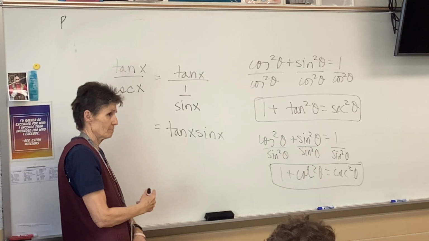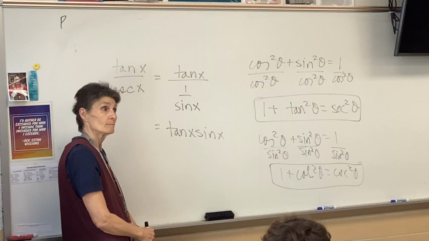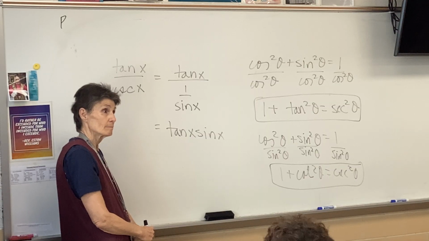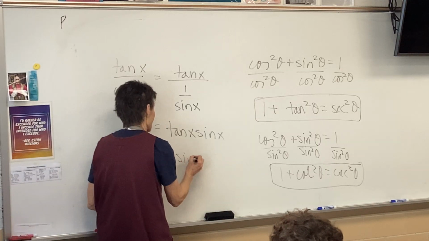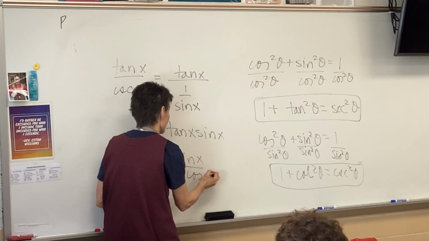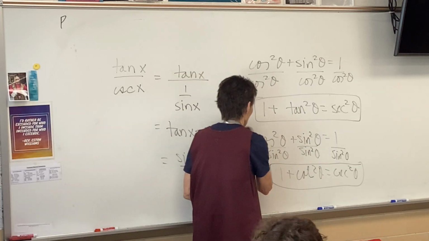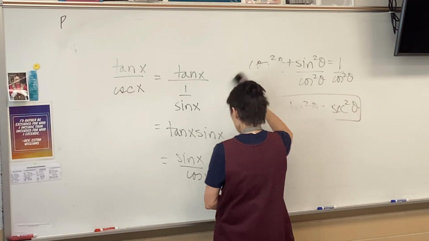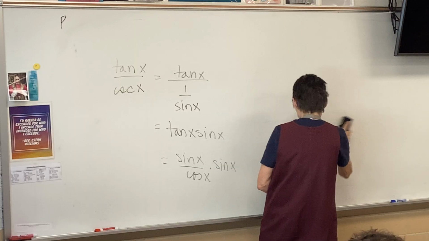We would take the tan and make it sine x over cosine x. Good. It's a good plan. Yeah, it doesn't fix all of our problems, but it's moving us in the right direction. So now we have sine squared over cosine, Charlie?